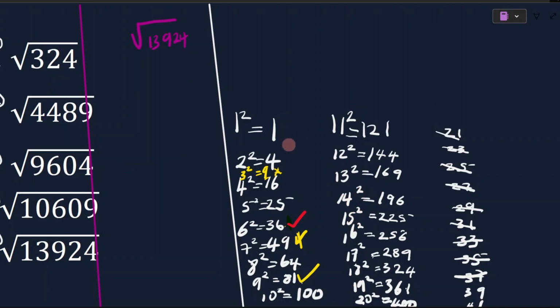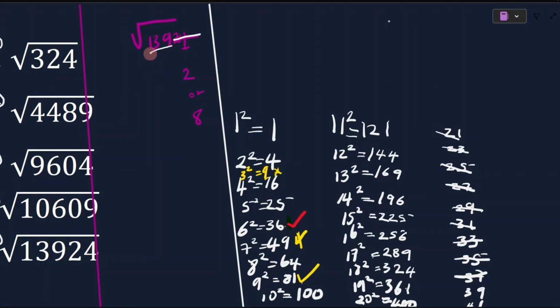Remember that we look at the last digit, which is 4. Now we look out for two numbers whose squares end with 4, and that is 2 and the next number will be 8. That's 2 or 8. I've explained this before. Now we cancel the last two digits, and we are left with 139.